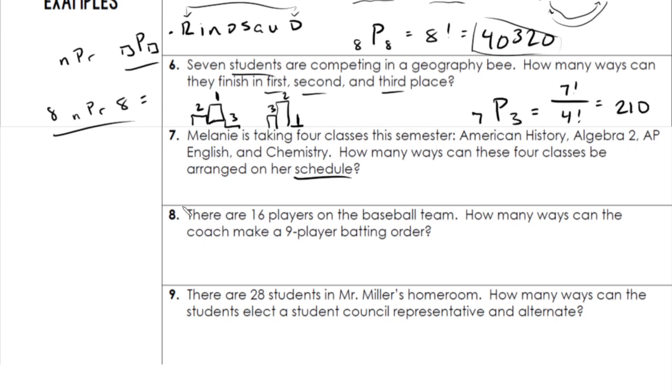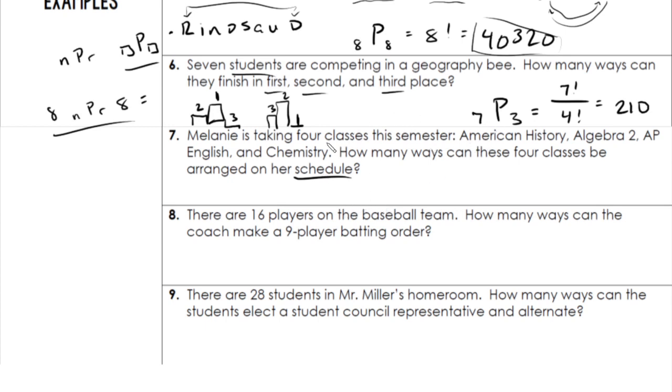So even though you could have the same 6 classes or 7 classes or however many classes you have, if they're in a different order, it's considered a different schedule, right? You don't share the same schedule. You go to the classes at a different time. That means the order does matter.